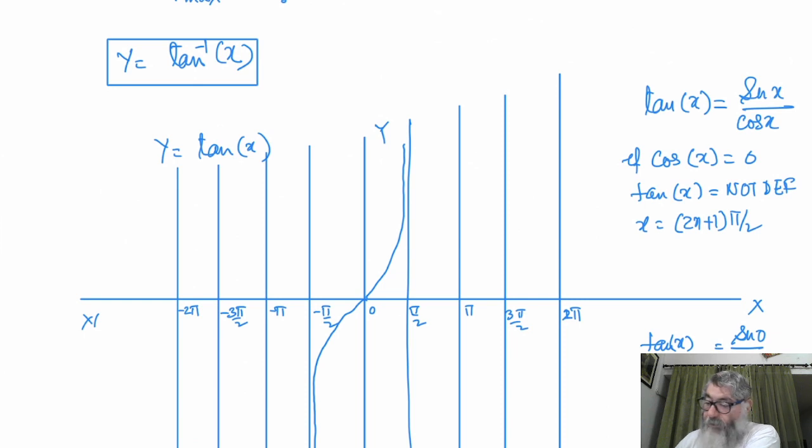The curve is 0 at x equal to 0. It is not touching, but going towards the lines pi by 2 and minus pi by 2. Similarly, the next branch will come like this. Similarly, it will be here.